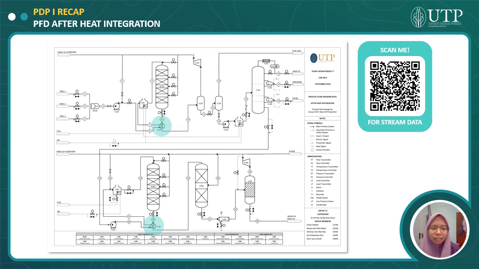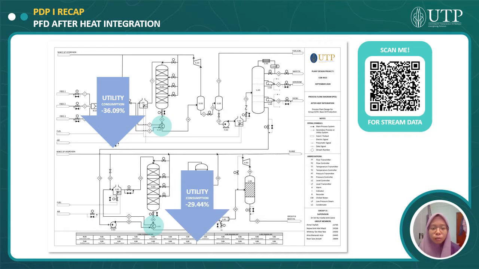So next is PFD after heat integration. Heat integration was done in hydrocracking unit and also in hydrodewaxing unit. So after heat integration, utility consumption has been reduced by as much as 36% in unit 100 and also reduced by 29% in unit 200.